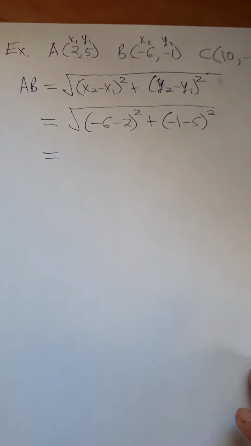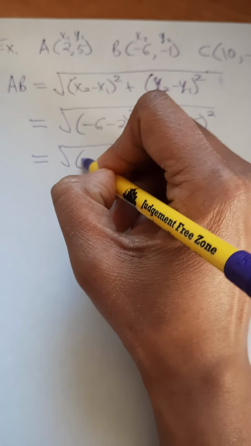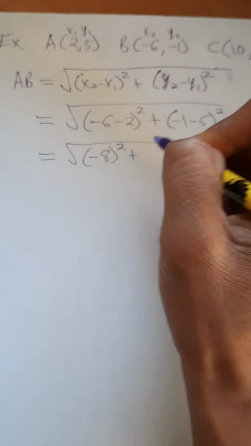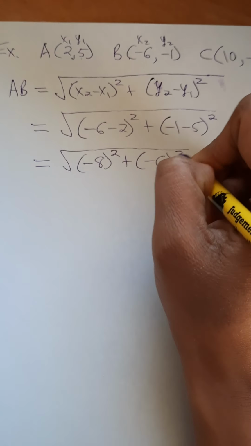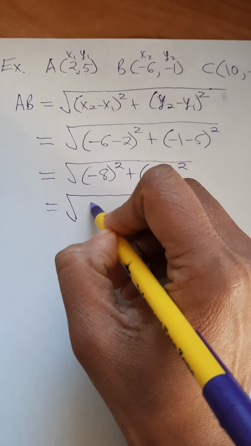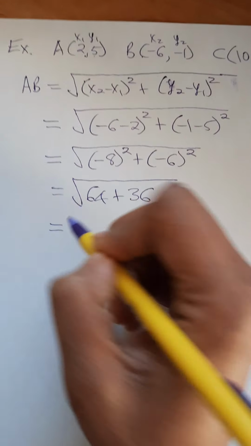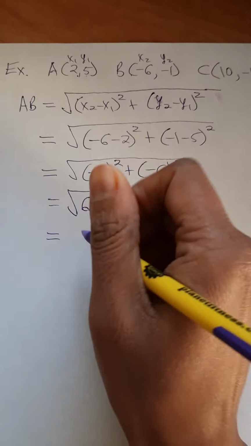Does everyone see that? And it's really important we are watching the signs. So negative 8 squared plus negative 6 squared. So negative 8 squared, 64. And negative 6 squared is 36.